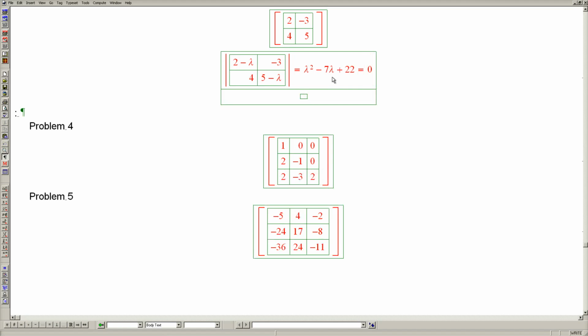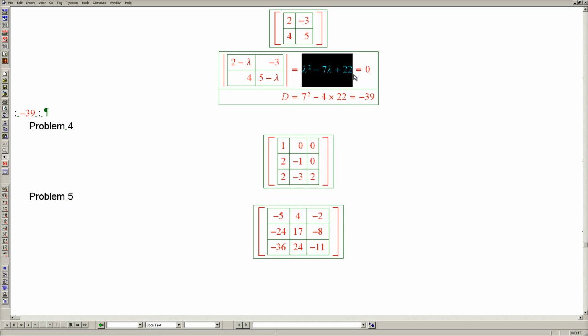But of course, the discriminant of this equation is 7 squared minus 4 times 22, which is minus 39. So the discriminant is negative. Therefore, this quadratic equation doesn't have any real solutions, which means that this matrix doesn't have any real eigenvalues. It does have complex eigenvalues, but we will save dealing with complex eigenvalues until later when we discuss linear algebra with complex numbers.